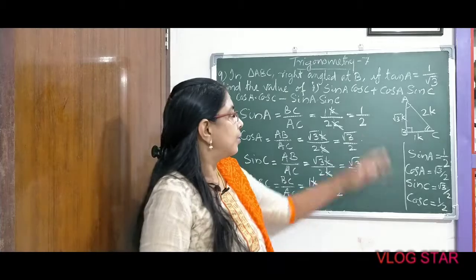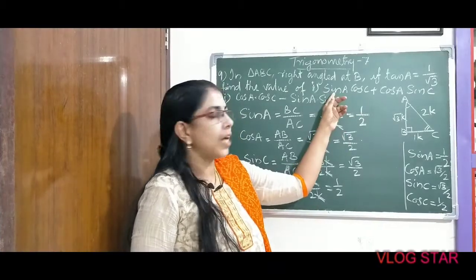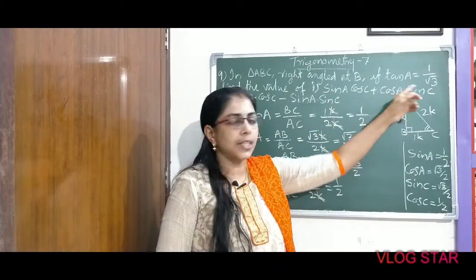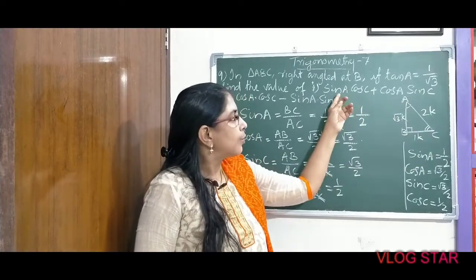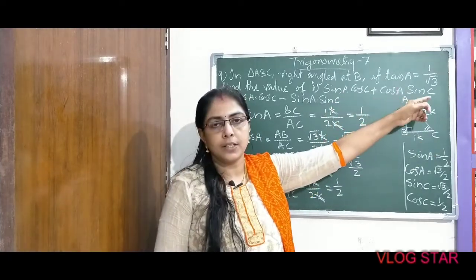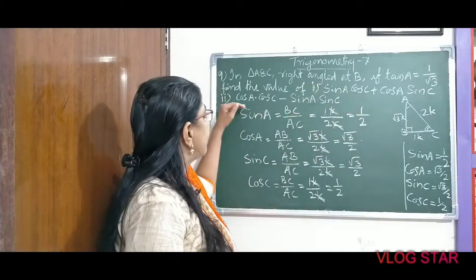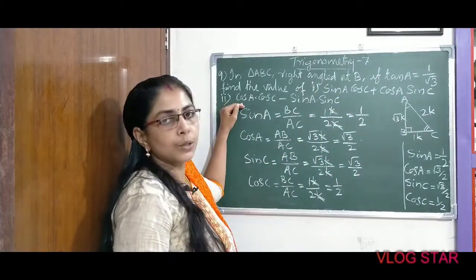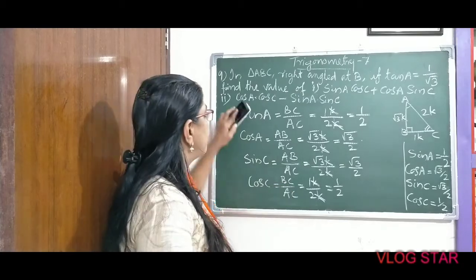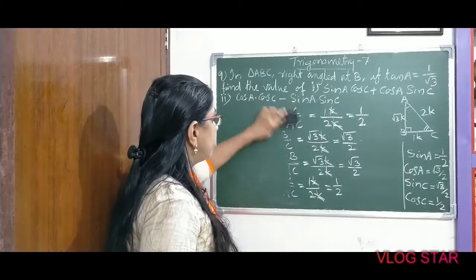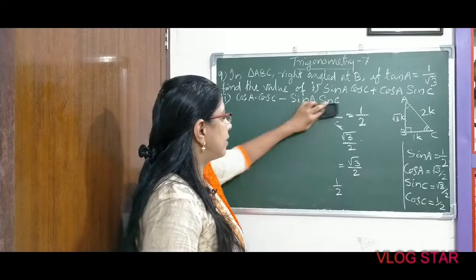Then we have to find out the first question, that is sin A cos C plus cos A sin C. Let us put the values of sin A, cos A, cos C and sin C, then do the calculation. Then we get the first answer. The same we have to do in the second question also. Okay, now let us do the first part of our question.